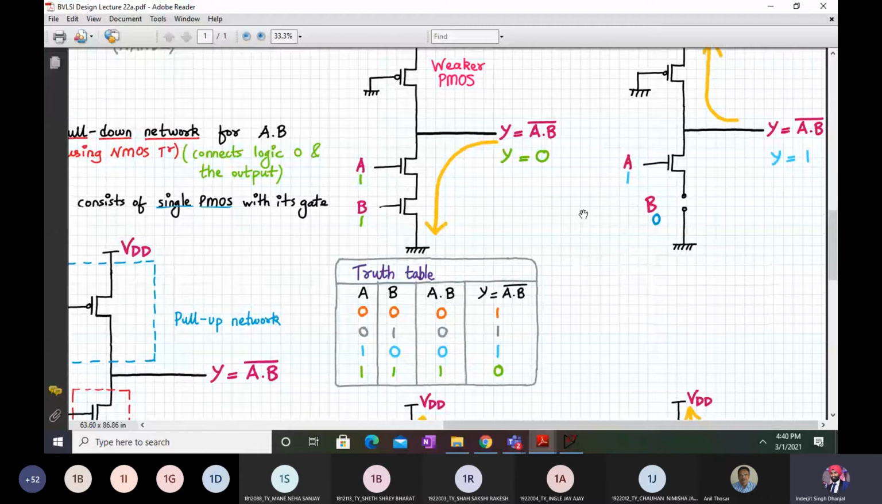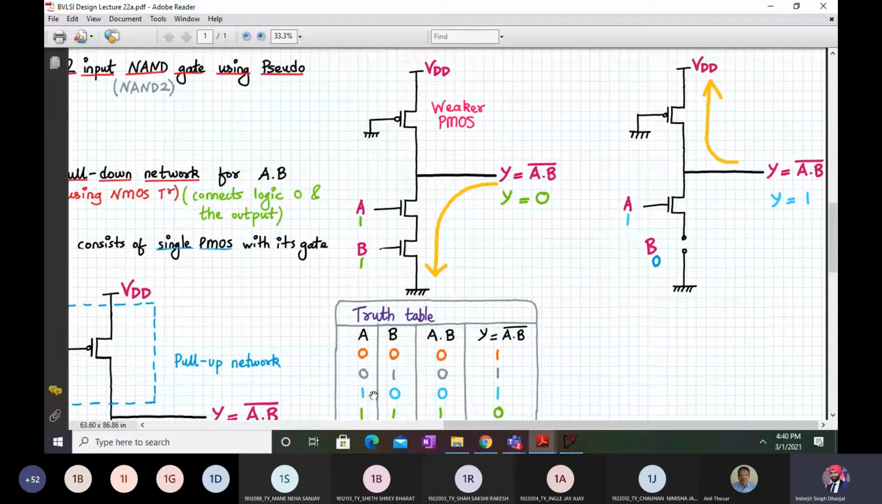Now, for the second case, let's consider A is 1 and B is 0. So if A is 1 and B is 0, logic 0 applied to the NMOS means it will be off and it will behave as an open circuit. That means no way my output will be going to the ground.